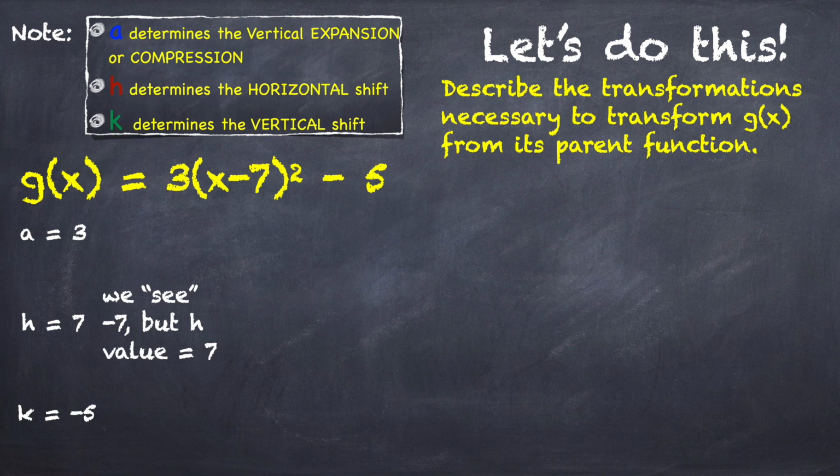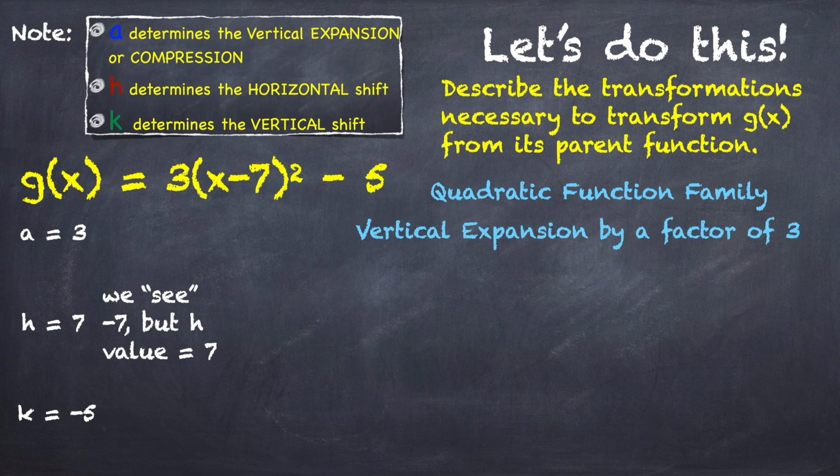Now, first thing that we're going to do, okay, well, not first thing, second thing. We've identified A, H, and K. So what we're going to do now is this is a quadratic function family. So we're going to list that first. Now, we're going to read left to right, even though we've already identified it. First thing we see is the 3. That is my vertical expansion or compression. A is greater than 1. So I have a vertical expansion by a factor of 3, and I need to say that.